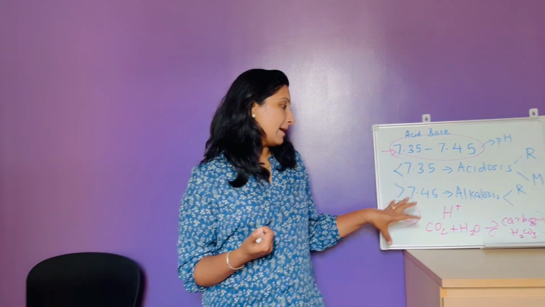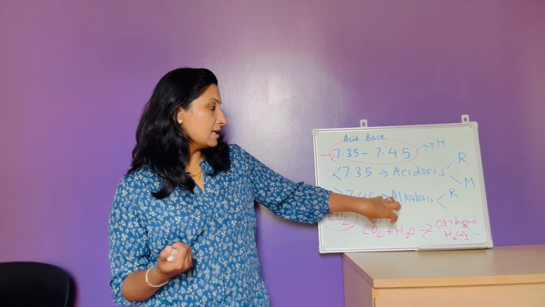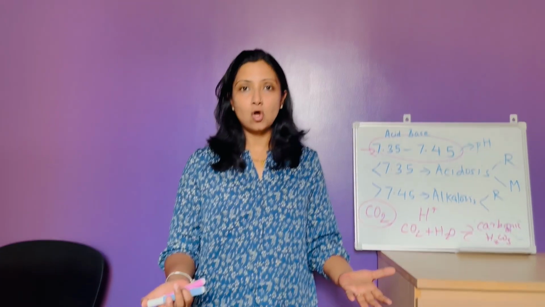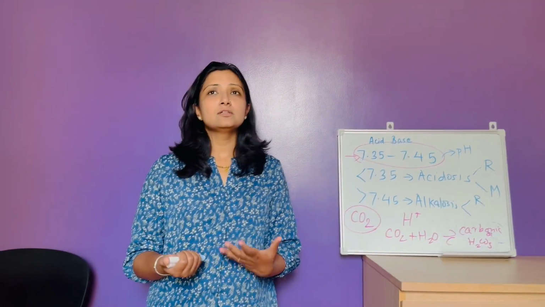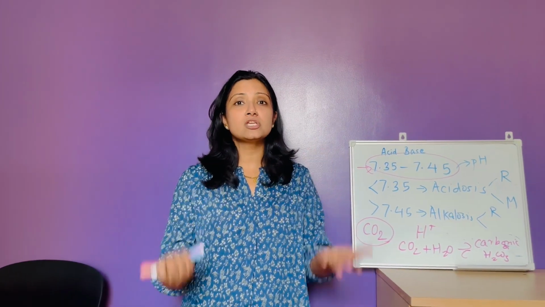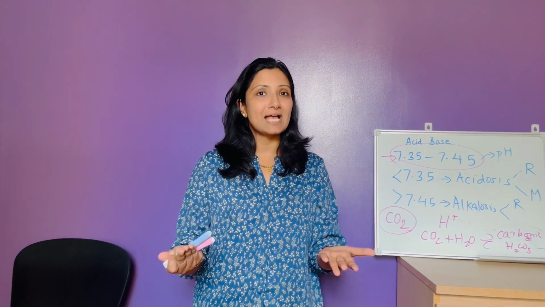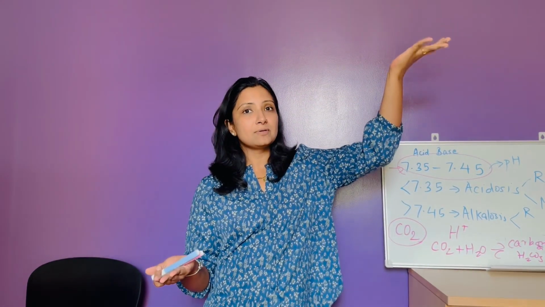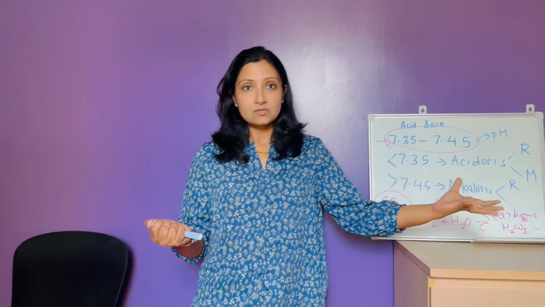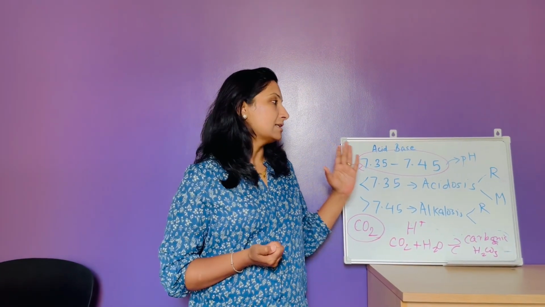Now, what will happen if there is, say, too much CO2 being lost? Example, hyperventilation, you breathe out rapidly, so you are washing out carbon dioxide. You're losing carbon dioxide, meaning you're losing acid. So the pH goes up, so that becomes respiratory alkalosis. So again, I'm just talking about respiratory. We'll move on to metabolic later on.